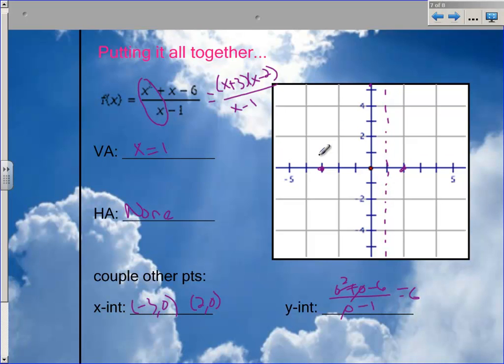So let's see if we can't make this work here. You know what the graph has. There's no horizontal asymptote. And the graph has to approach this point right here. And we've got x plus 3, x minus 2 over x minus 1.